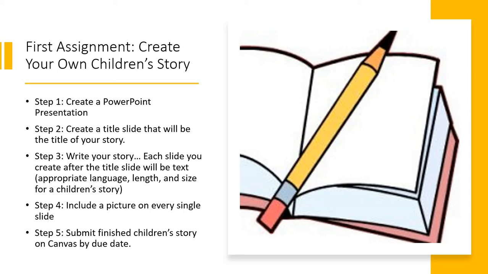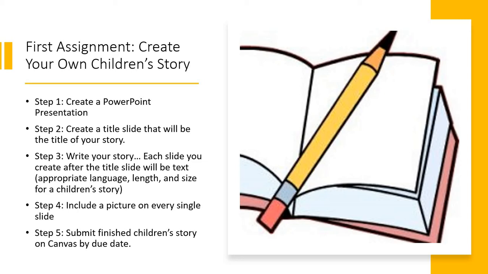Step 1, you are going to create a PowerPoint presentation. Step 2, create a title slide. Then that will be the title of your story. Step 3, write your story. Each slide you create after the title slide will be text using appropriate language, length, and size for a children's story. Step 4, include a picture on every single slide. And Step 5, submit the finished children's story on Canvas by the due date.